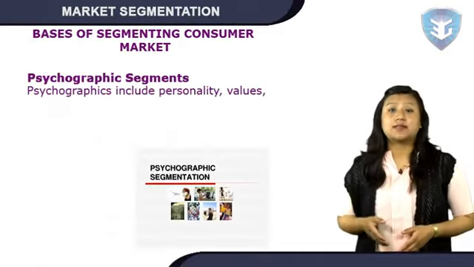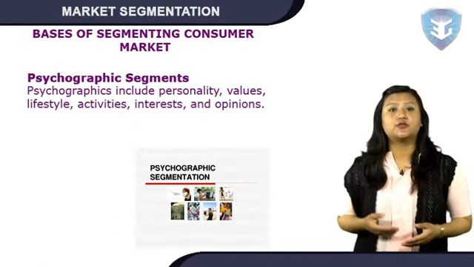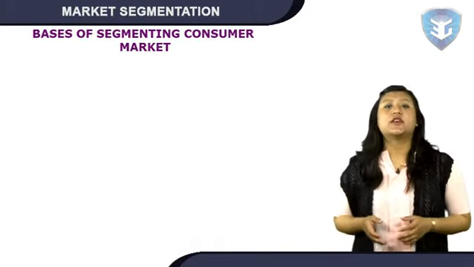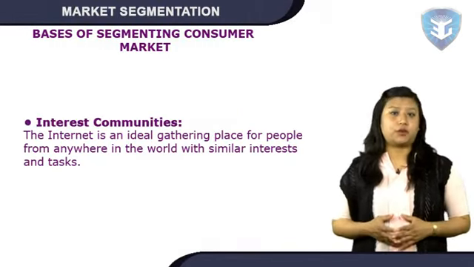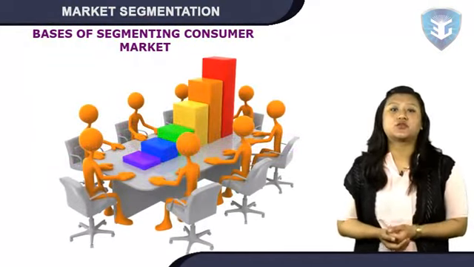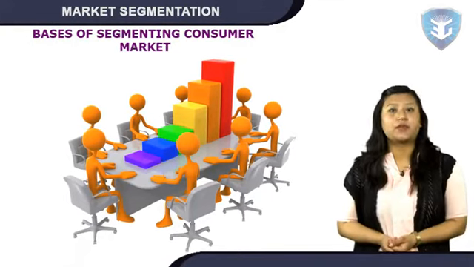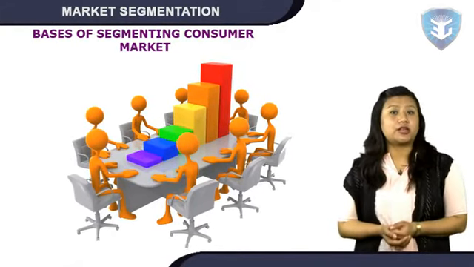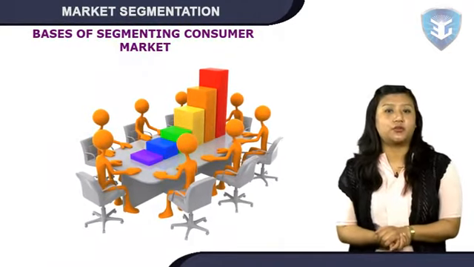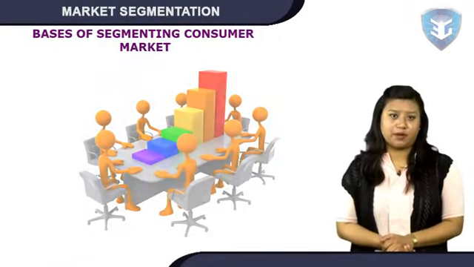Psychographic segments. Psychographics include personality, values, lifestyle, activities, interests, and opinions. Interest communities: the internet is an ideal gathering place for people from anywhere in the world with similar interests and tasks. People can connect through social networking and similar practices. Online communities can be targeted through chat rooms or discussion boards, advertisements on other sites, or actually joining a community and posting messages as a member.